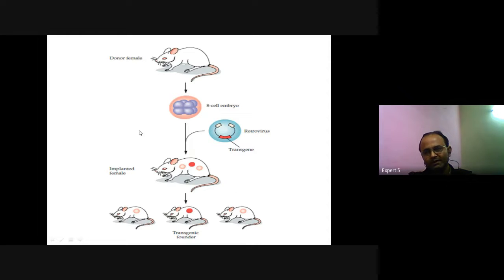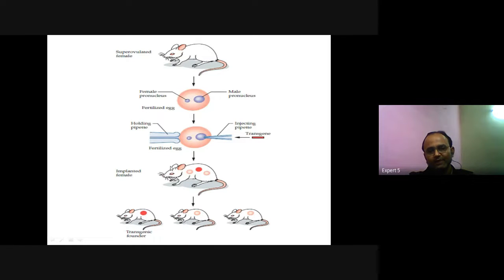How were transgenic mice developed? Here is the donor female. Generally, the 8-cell embryo stage is recovered, and then a transgene whose effect will be studied is transferred into this 8-cell embryo stage. The embryo carrying the transgene is then implanted into the female mice. After this, a transgenic founder is selected, meaning this mouse has the transgene, and it is used to study the effect of this transgene on the mouse's systems.